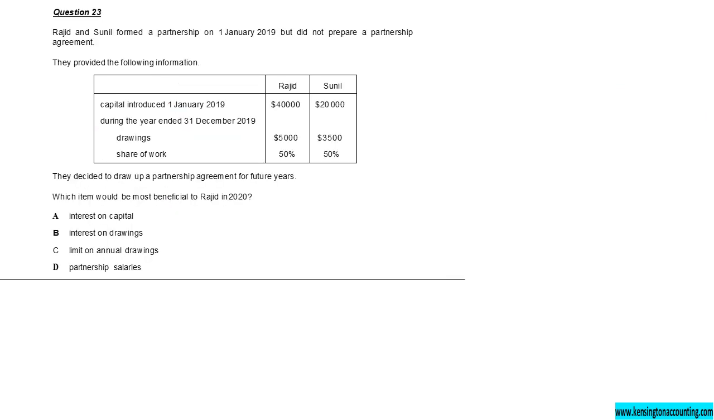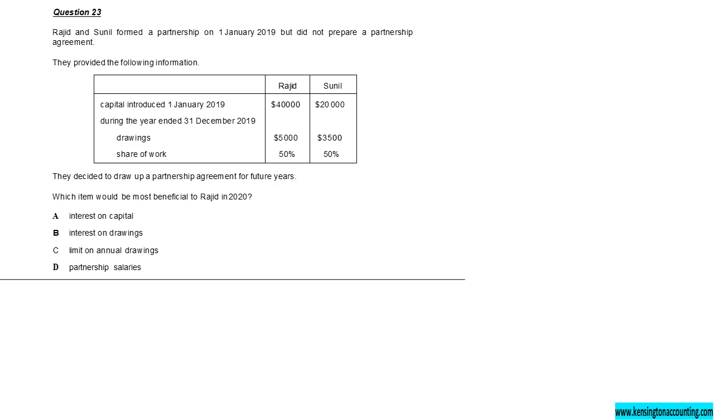Question 23 deals with a partnership between Rajit and Sunil. We note that Rajit has a higher capital account. He also has higher drawings per year, but their share of work is the same, 50-50. They want to draw up a new partnership agreement for future years, and we've been asked which of the following items, if included in the agreement, will be most beneficial to Rajit.